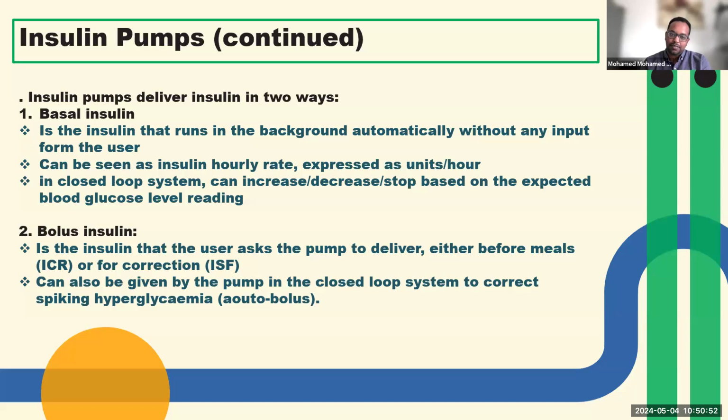Does it make sense now? How will I ask the pump to give? I will come to that in the closed loop system, basically through the app. You just tell it how many grams you're having, and you press, and the smart app gives an order and gives you the insulin. Okay?